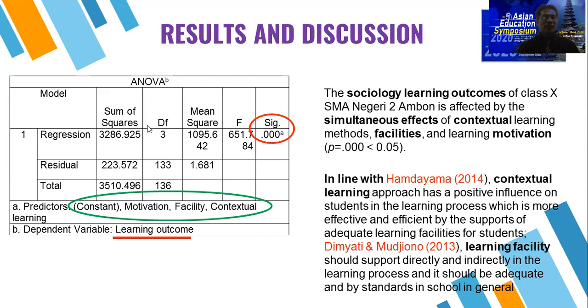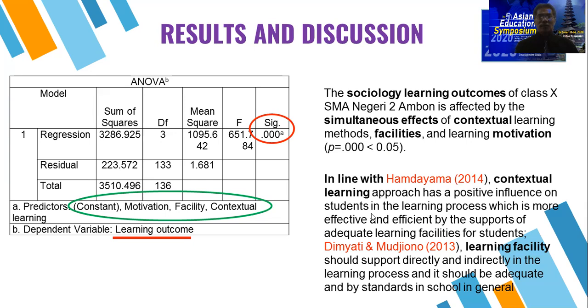It means that there is a simultaneous significant effect on the students' learning outcome in sociology of class 10 IPS and group 2 Unbound, which is affected by the simultaneous effect of contextual learning, facilities, and also motivation.